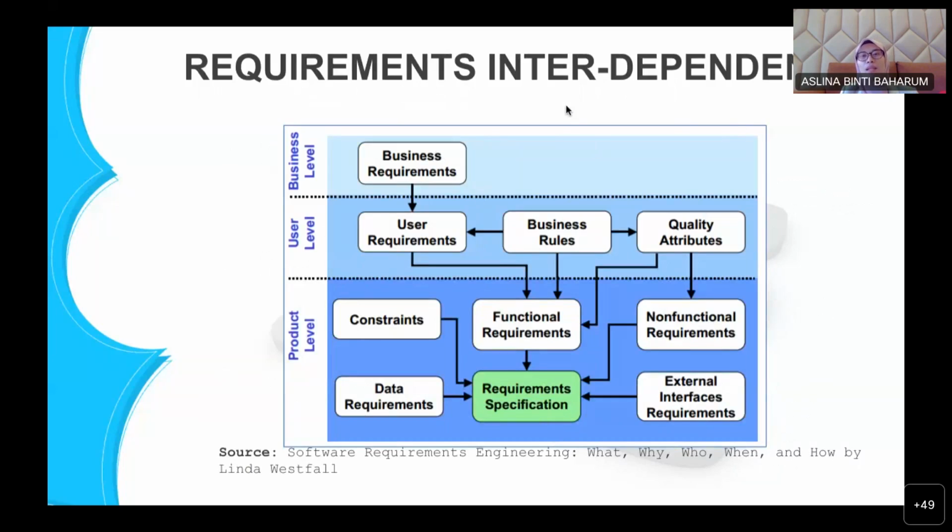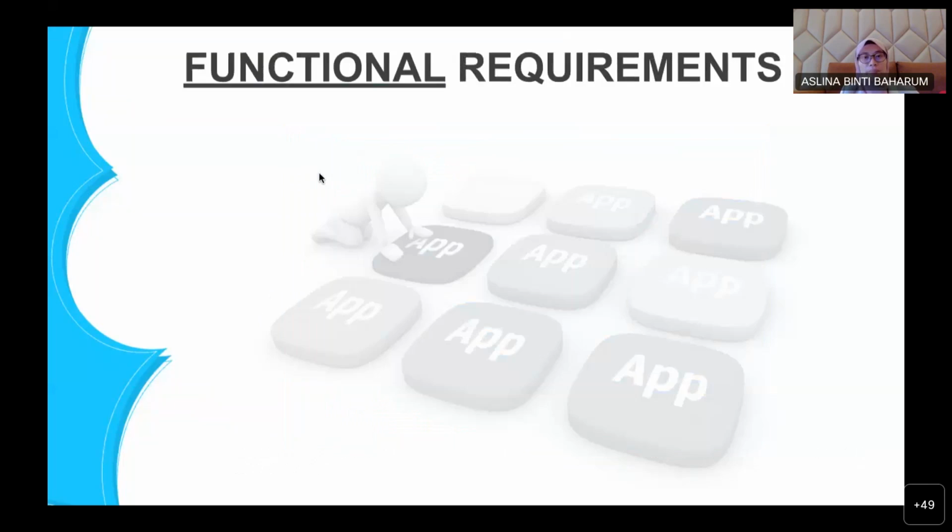Interdependencies. To achieve the business requirement, the user level requirement should be fulfilled first, and then to achieve the user level requirement, you need to fulfill the product level first. So it should start from the bottom: product level achieved, then user level achieved, and finally, of course, the business level achieved.